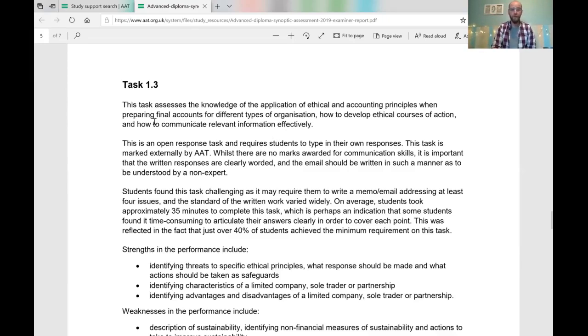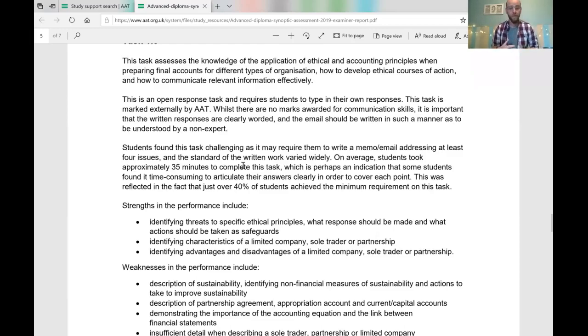It just gives a bit of feedback here. This is an open response task and requires students to type in their own responses. So this is what's known as a written task in the AAT world, and historically, written tasks were only in level 4. Within level 4, they are some of the worst performing tasks in pretty much all of those exams. And we've seen something similar when they've introduced written tasks into level 2 and into level 3 as well.